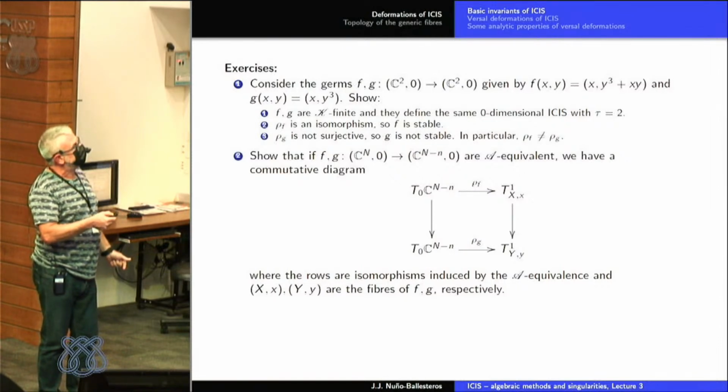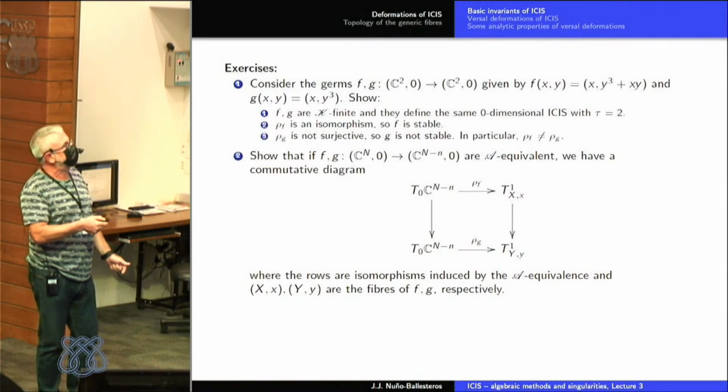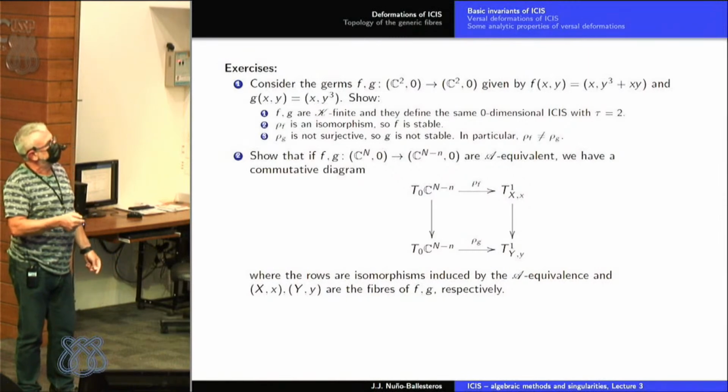So this shows that it depends on the choice of F. Nevertheless, we have some kind of invariance when we take A-equivalence instead of K-equivalence. So this is another exercise: if you have two maps F and G which are A-equivalent, you have such a commutative diagram for the Kodaira-Spencer maps, where the rows are isomorphisms induced by the A-equivalence between the maps F and G.